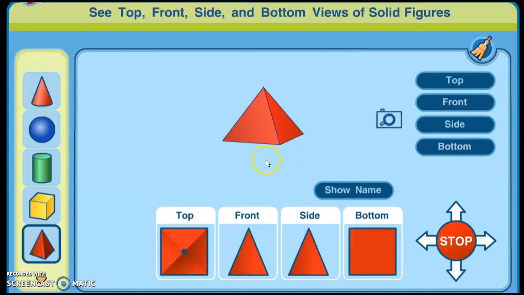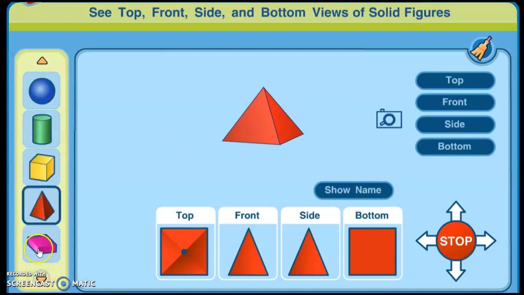A pyramid is made up of 5 flat surfaces. So there's 1, 2, 3, 4, and then on the bottom would be 5, and then it's made up of 5 vertices. So 1, 2, 3, and then the fourth one is where we can't see, and then 5 would be here. So 5 flat surfaces, 5 vertices for our pyramid.